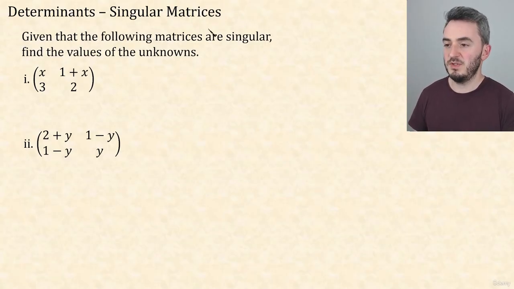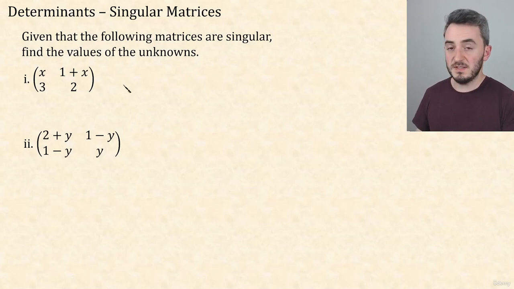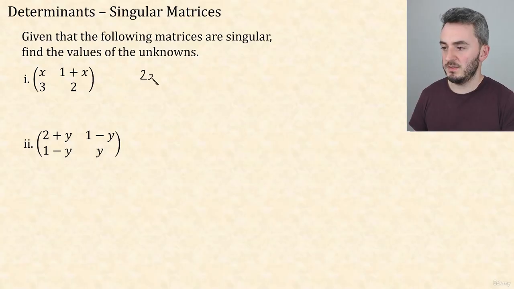Okay, let's have a look at applying this concept to a few problems. Given that the following matrices are singular, find the values of the unknown. Well, if this matrix is singular, it means its determinant is 0. So what is its determinant? Well, it's x times 2, or 2x, minus 1 plus x times 3, so that's 3 lots of 1 plus x. And that's got to equal 0.